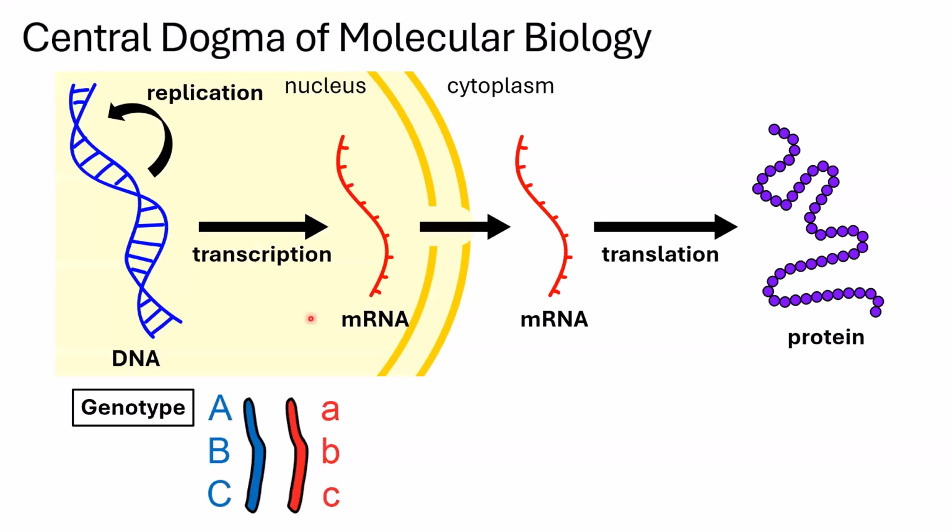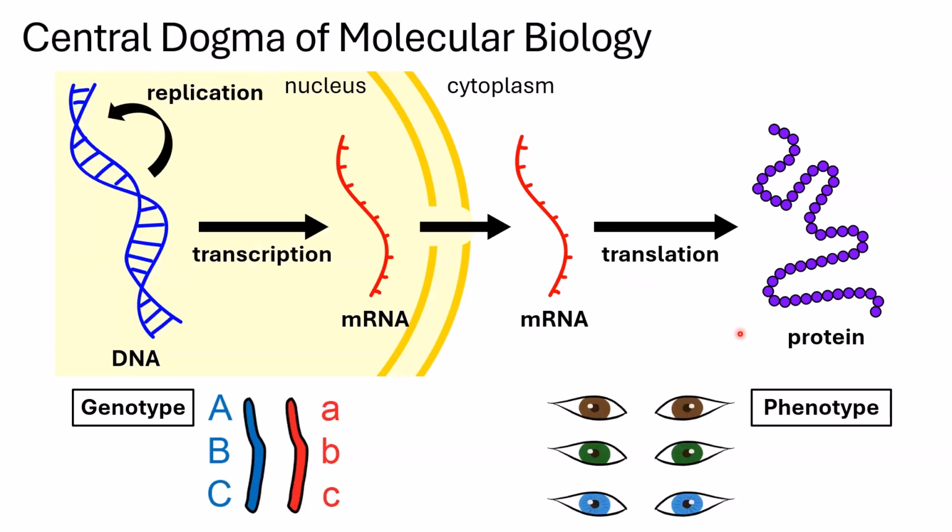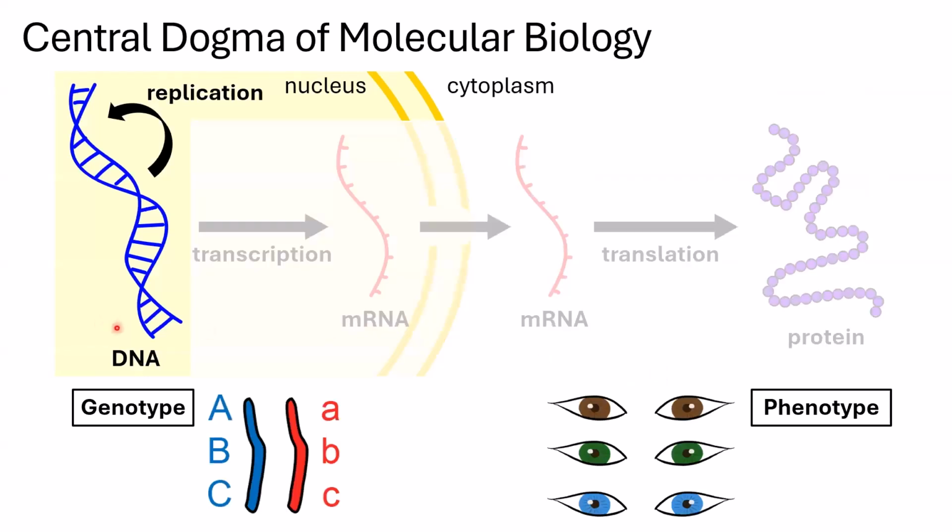This is done through the process of transcription. The mRNA is then exported from the nucleus into the cytoplasm. The ribosomes in the cytoplasm, or on the rough ER, then take this mRNA and use it to create proteins in a process called translation. The proteins that are made are what ultimately determine our phenotype. In this video, we will focus on DNA.